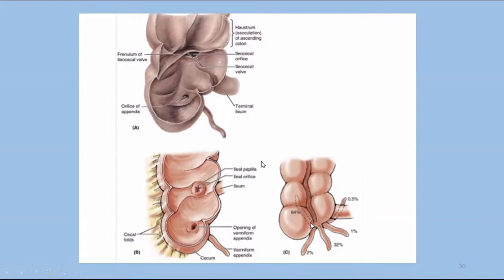Again, these are the different positions of the distal part of your appendix. It's behind the cecum 64% of the time, and pelvic 32% of the time. Okay, guys.